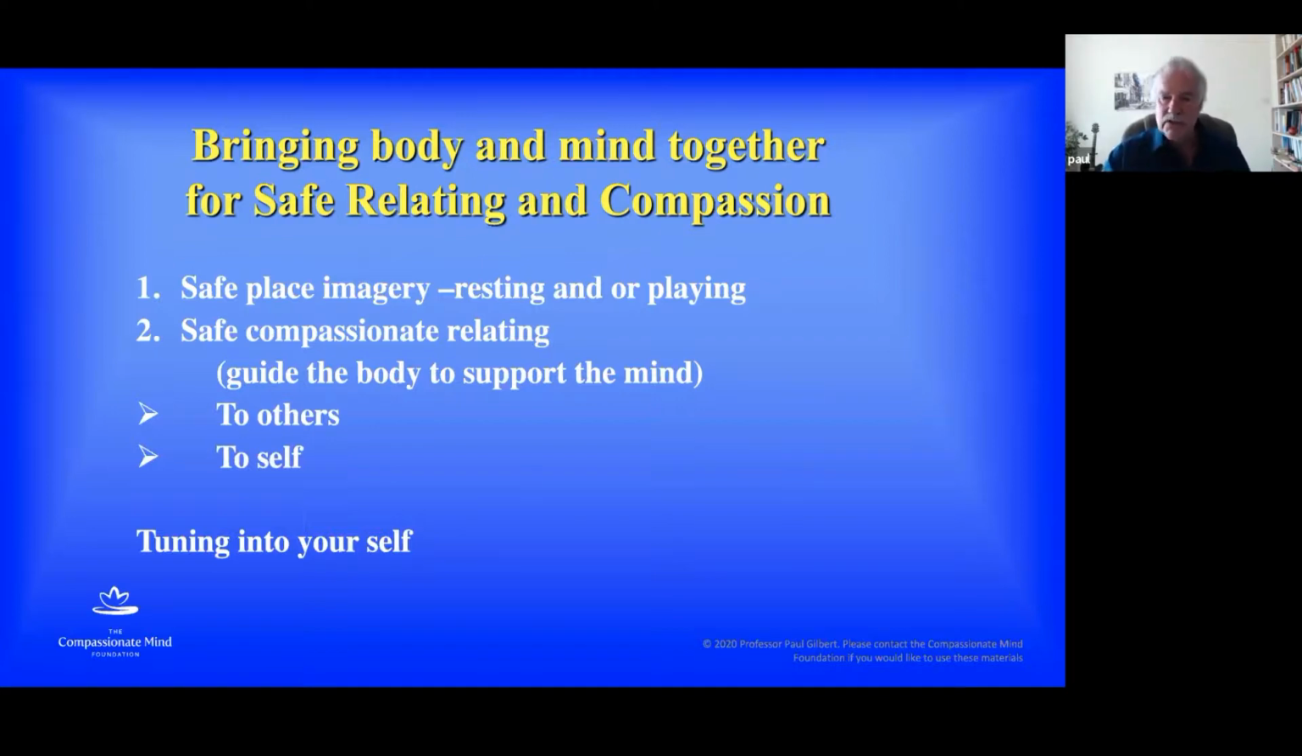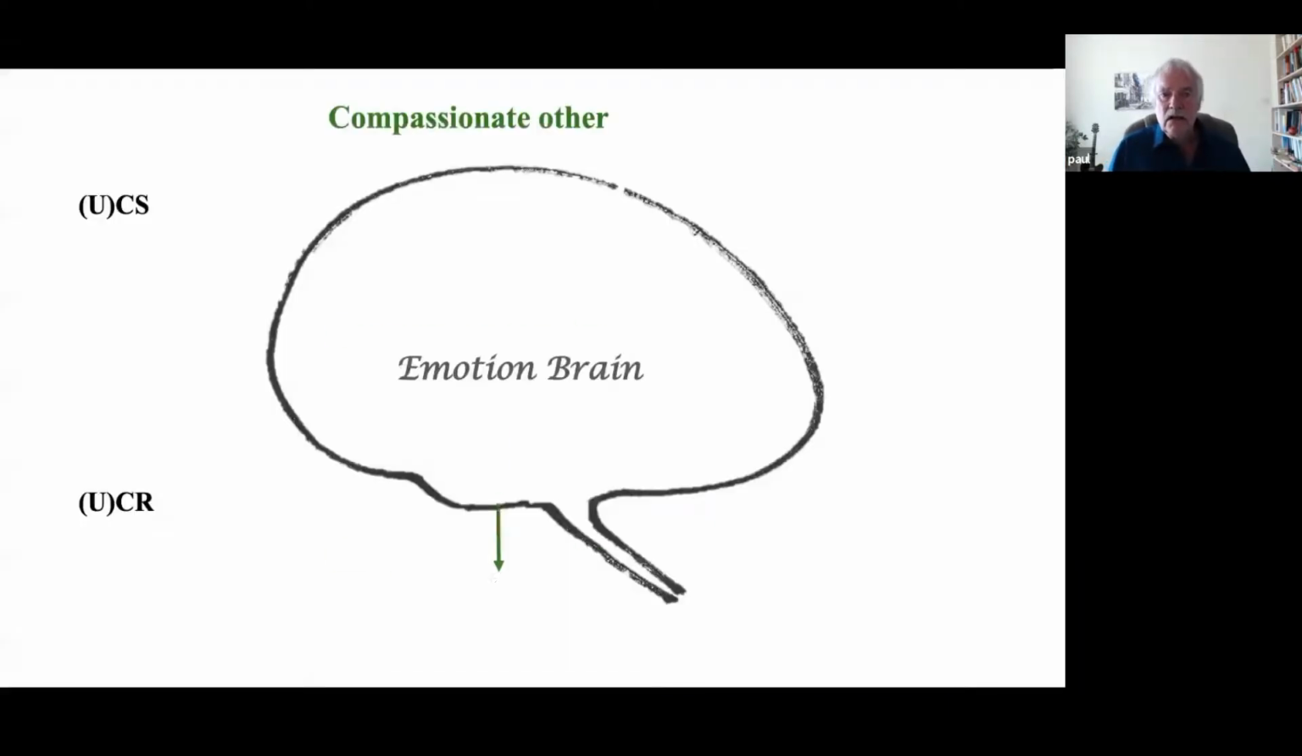Okay, so I'm just going to show you this. Basically, this is what we're going to do. We're going to imagine a compassionate other. Now, of course, if you have other people around you who are very caring and loving to you, this is great, because this will stimulate your soothing system, as we've seen. That's very, very important. But also, we can just imagine it.